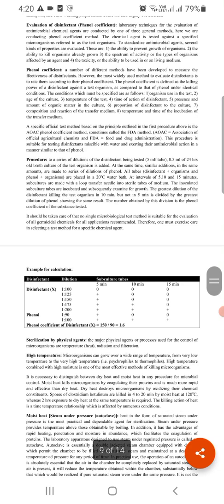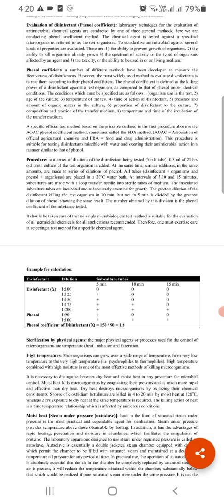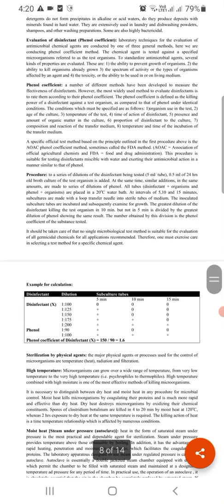So, the procedure is as follows. A series of dilutions of the disinfectant to be tested is first prepared, and 5 ml of each dilution is placed in a tube. Dilutions of phenol are prepared in the same way. To these tubes, 0.5 ml of a 24-hour-old culture of the test organism is added. At the same time, similar additions in the same amount are made to the series of dilutions of phenol. All the tubes, disinfectant plus organism and phenol plus organism, are placed in a 20 degrees Celsius water bath.